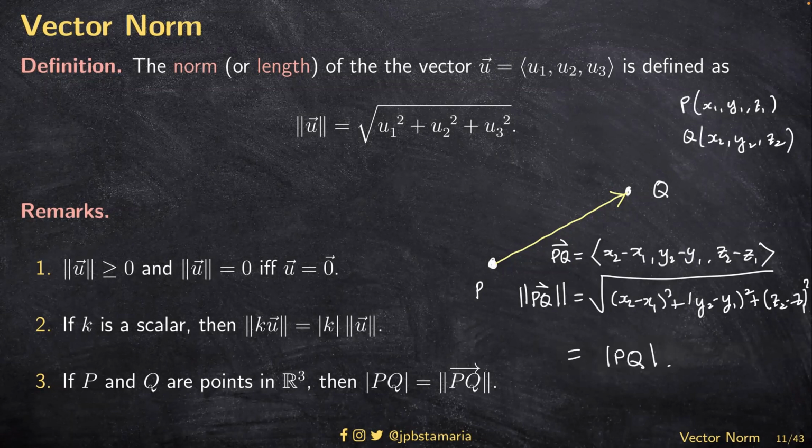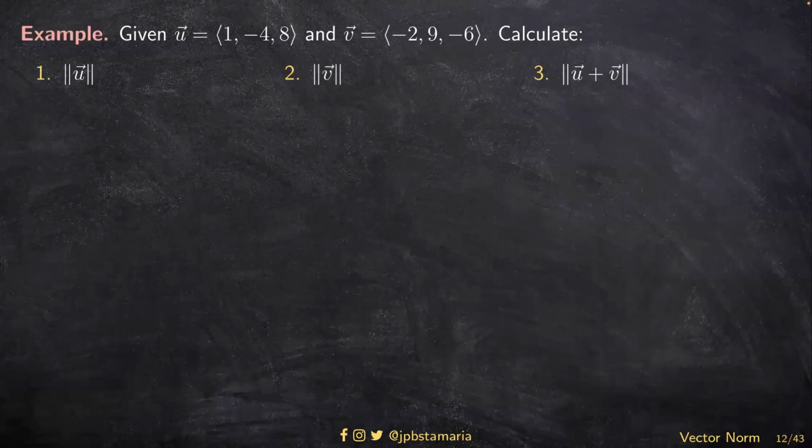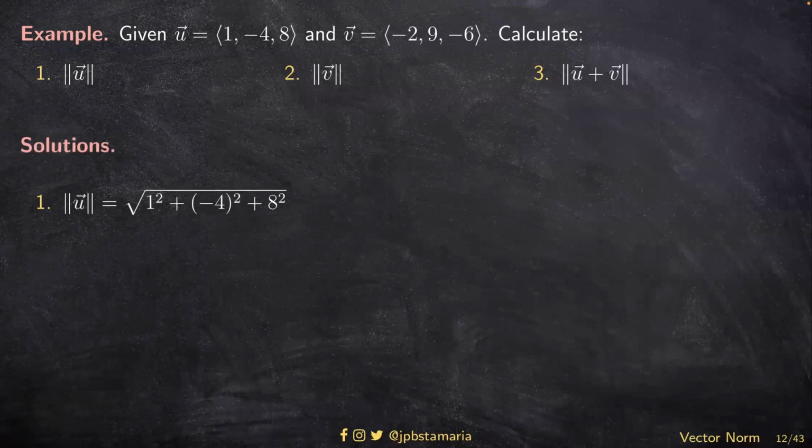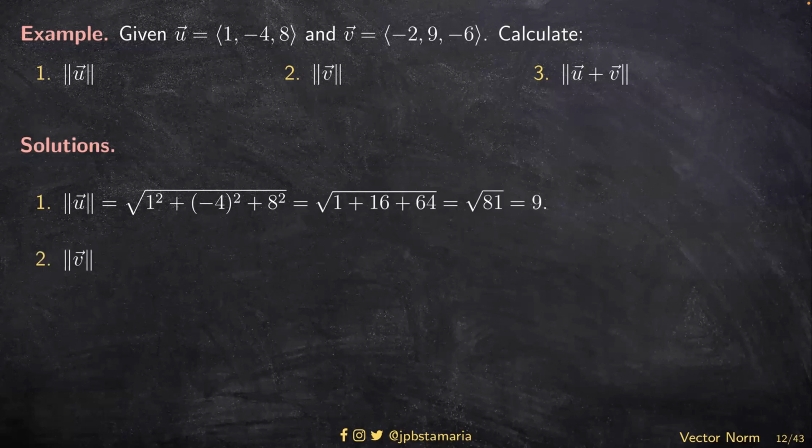So for example, given U and V with the following components, let's calculate the following. So for the norm of U, you just take the square root of the sum of the squares, like so. Okay? Ano bang sagot dyan? 1 plus 16 plus 64. Diyos ko, hindi ko na alam ito. Ano bang tamang sagot dyan? 1 plus 16, 17 plus 64. Hirap naman ng math. Meron pala yan. 81. So, the square root is 9.